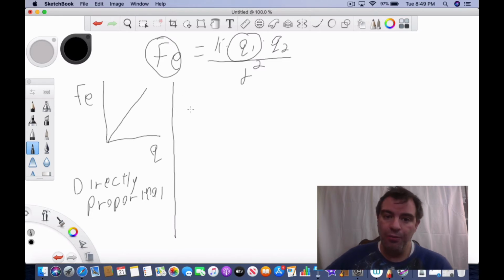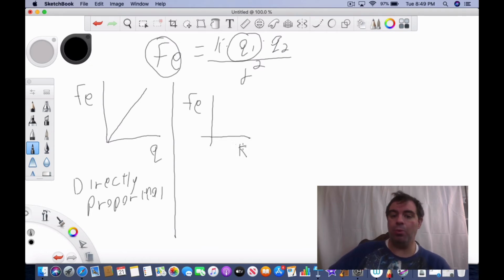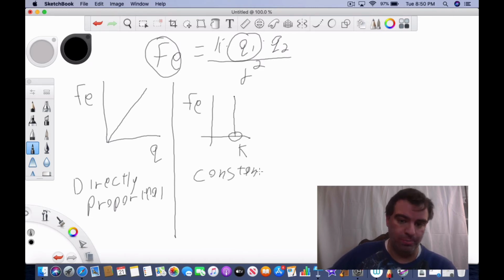Now, if we look at the relationship between F_e and k, remember k is a constant, so that would be a straight line. That means no matter what the electrostatic force is, the constant will always stay the same. That is called constant proportional.